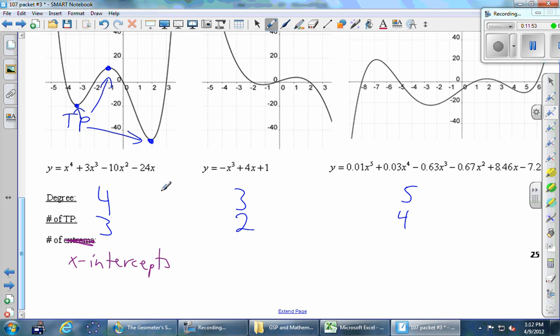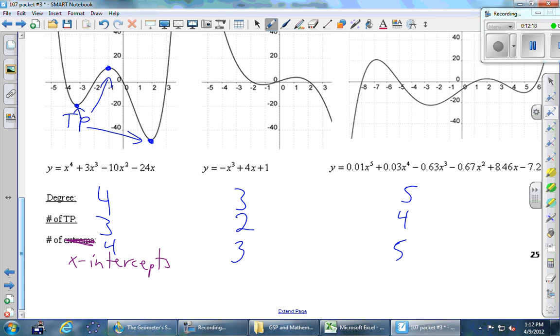Okay, for the first one, how many x-intercepts? 4. Somebody else in the middle? How many x-intercepts? 3 there. And 5 over here. We see a different pattern related to the degree. What can you say about the number of x-intercepts? Sure looks like it's the same as the degree, right? Whatever the power is, that's how many x-intercepts you have.